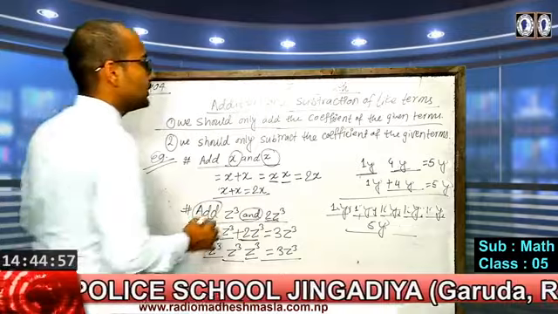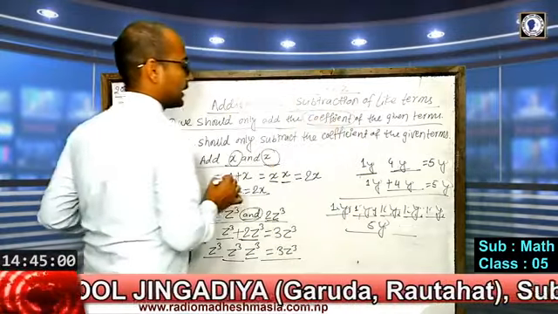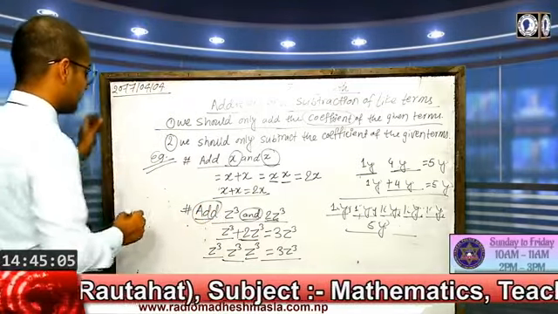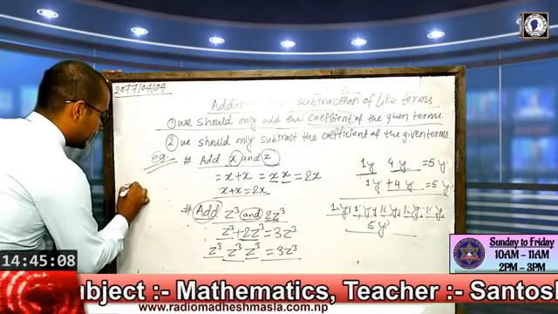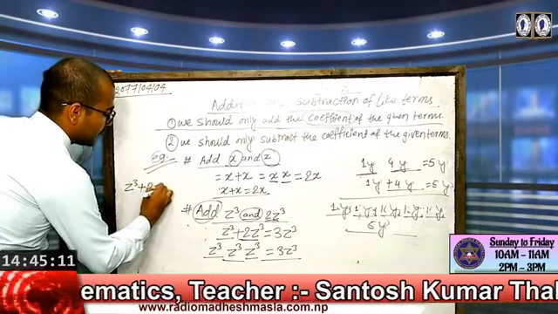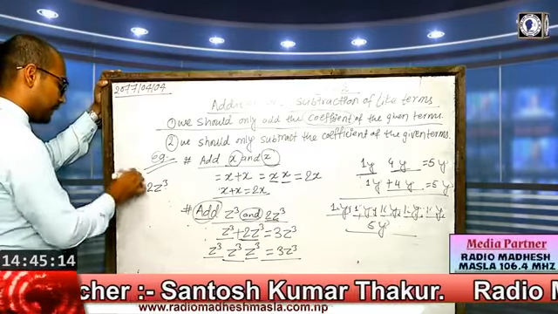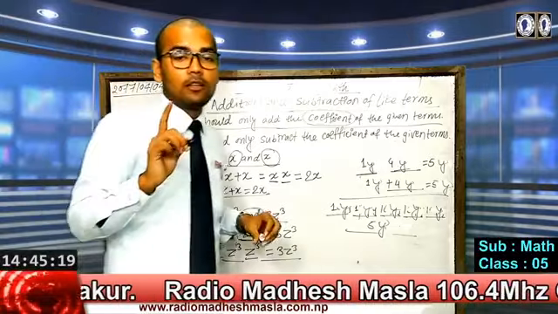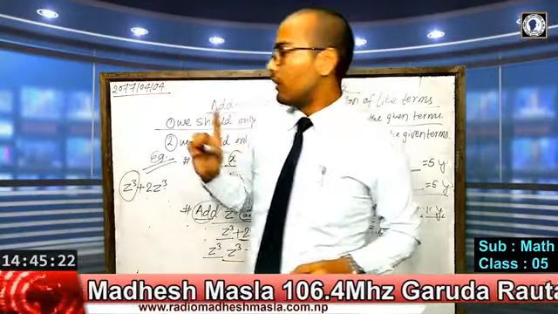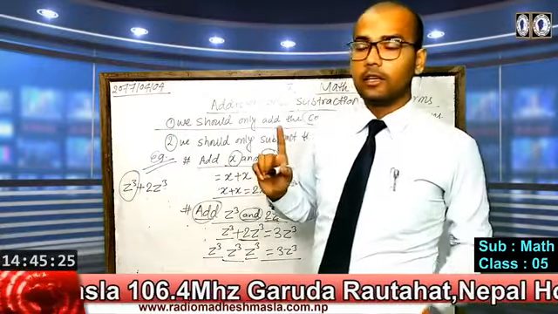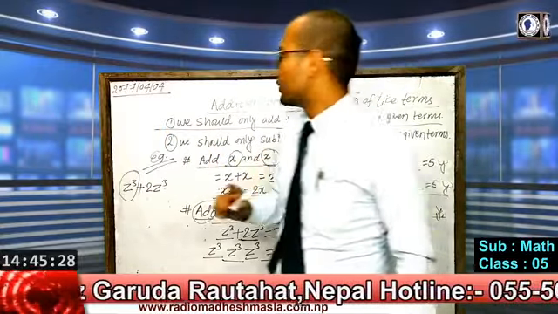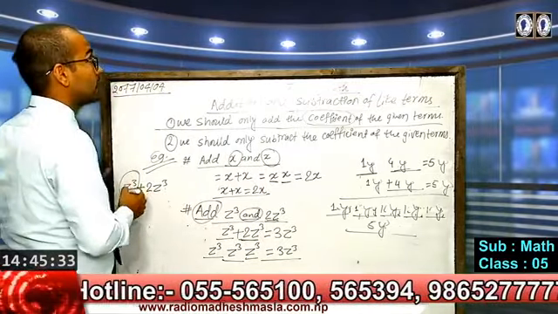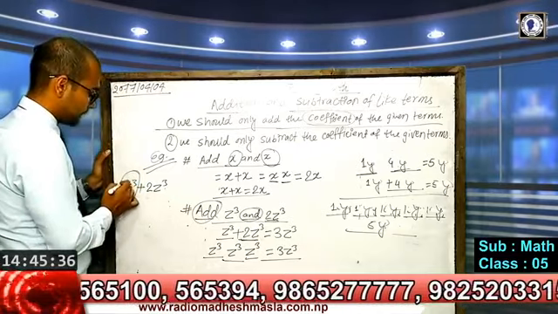And if we talk about their coefficients, students, be careful and listen carefully. Suppose we are given z cube plus 2z cube. What is the coefficient of z cube? Students, remember one thing: if a term has not been given a coefficient, its coefficient is 1. So here z cube has no coefficient given, so we write 1 as the coefficient of z cube.